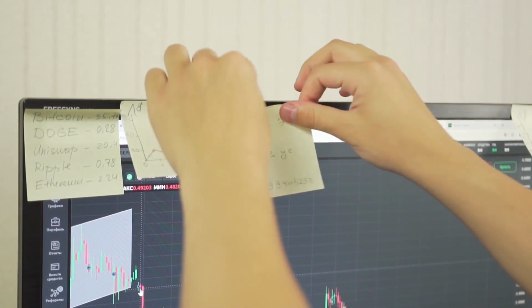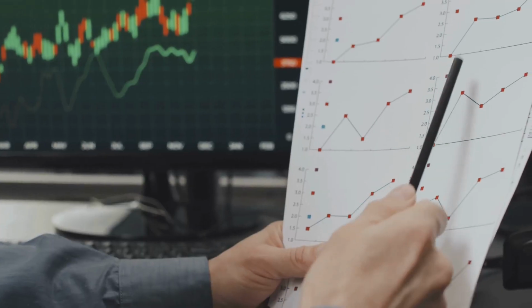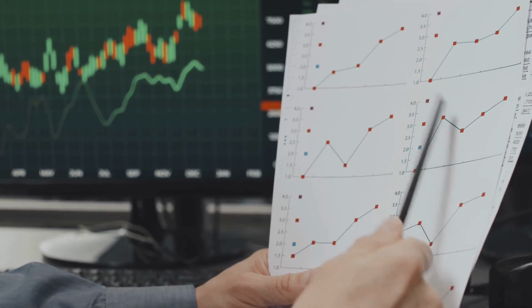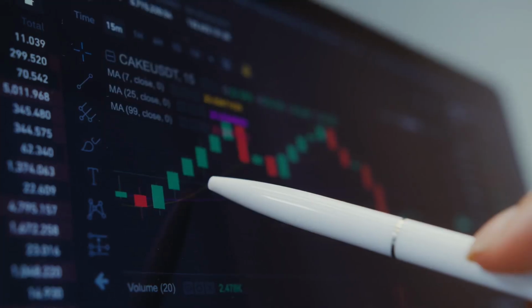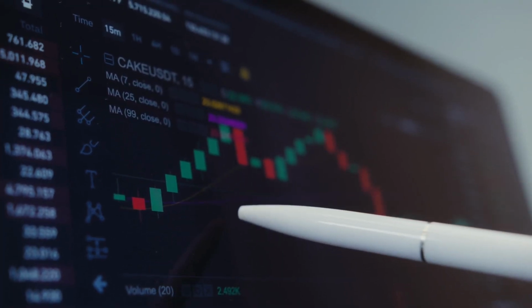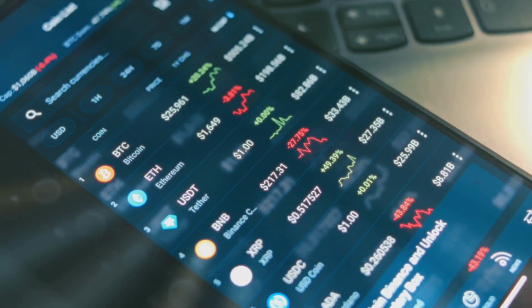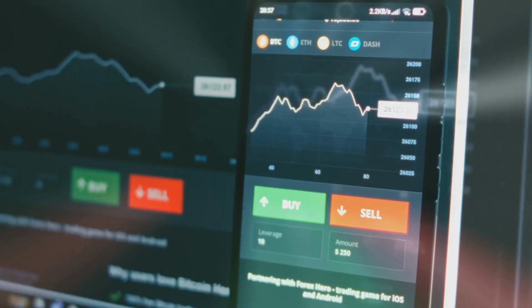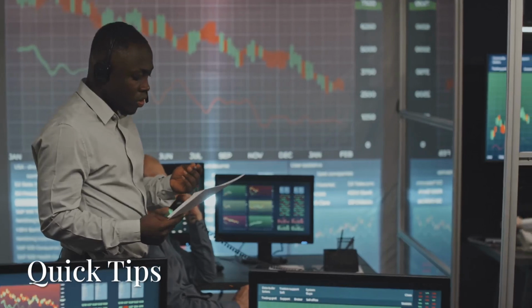How to use pivot points online, whether you're on TradingView or MT4. On TradingView, add the pivot point standard indicator. Set it to traditional for classic levels. Adjust to daily, weekly, or monthly based on your time frame. On MT4, you'll need a custom indicator.